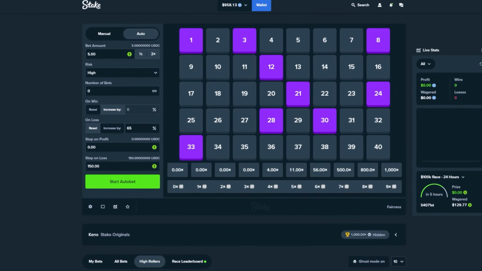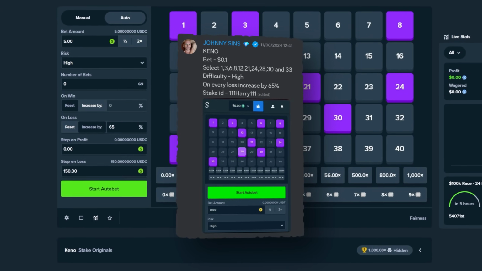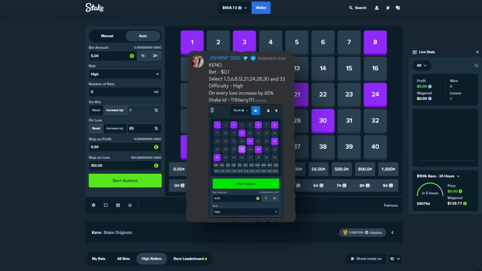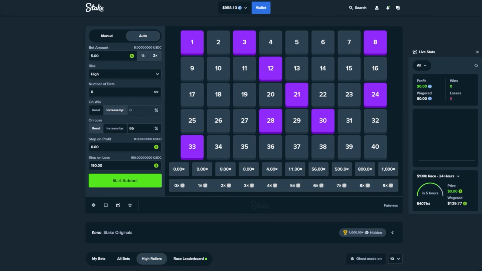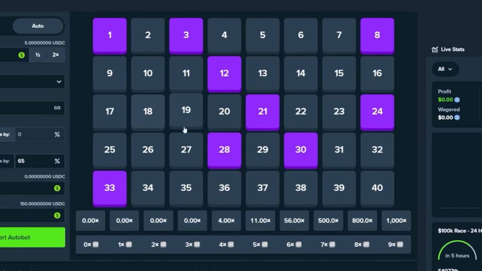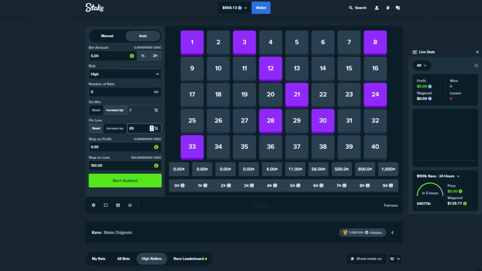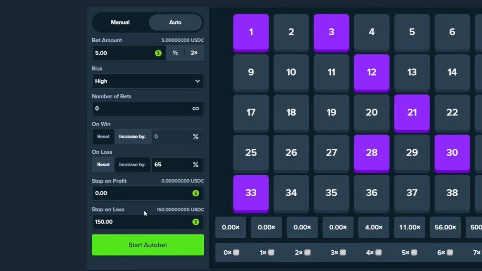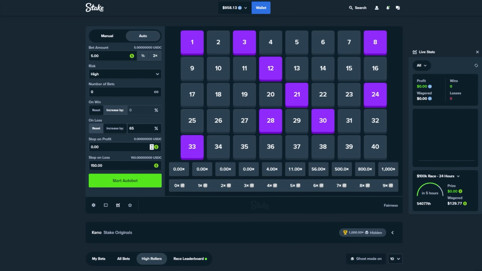The second man in the first bracket is Johnny Sins, guys, with a Kino strategy. I love Kino, as you might know. These are the numbers that he decided to pick for us today, and of course high risk, and 65% increase on a loss, guys. Of course I set the 150 stop loss today, this is the rule, and $5 bet size, as I said for today's video. That's kind of low, and a really big bet size for this stop loss, but anyways, let's go.